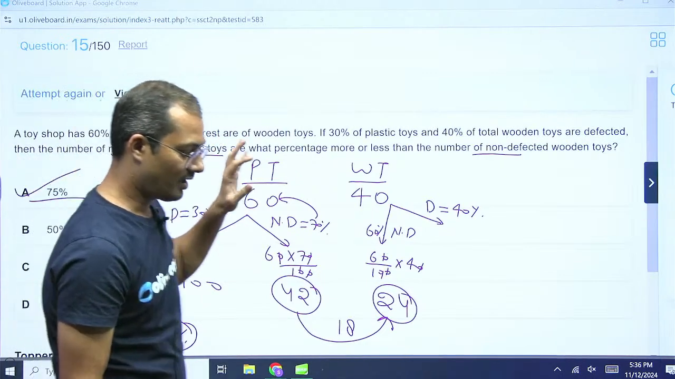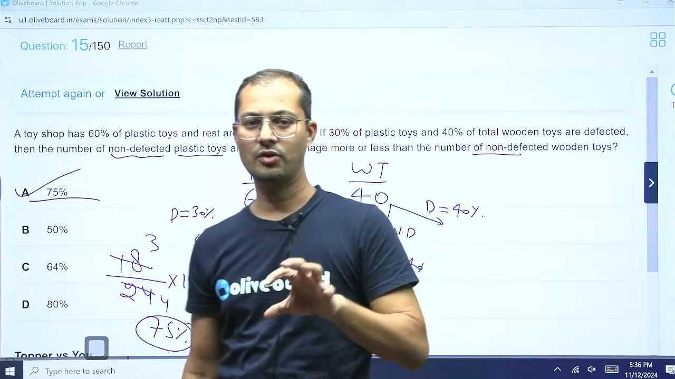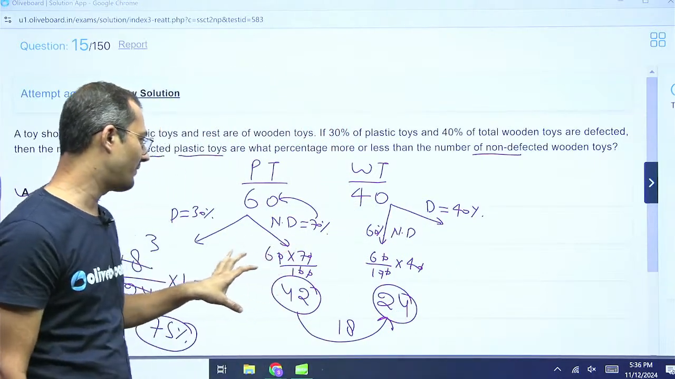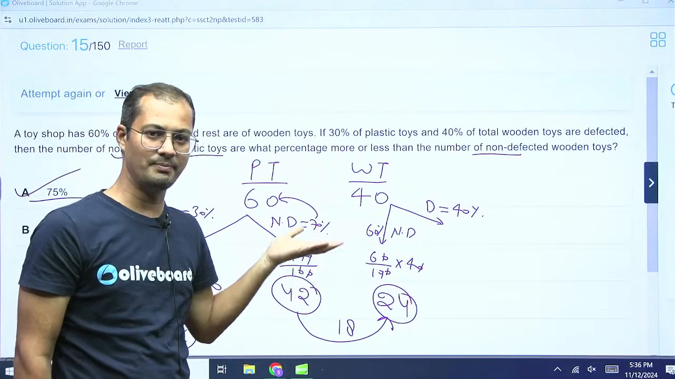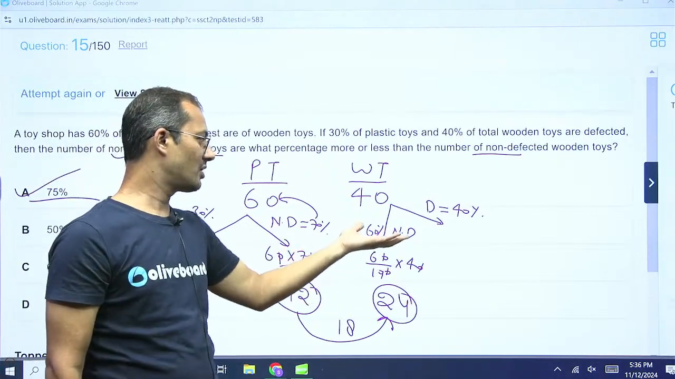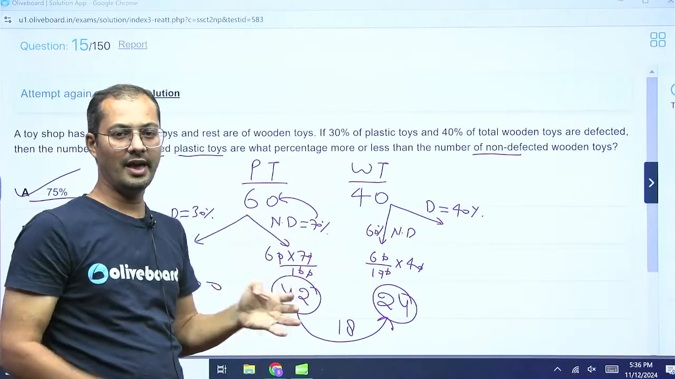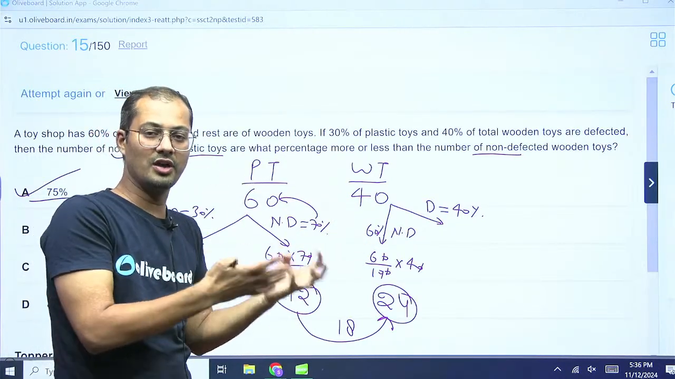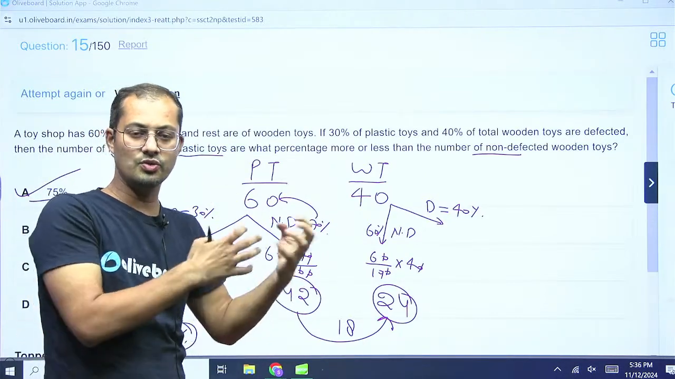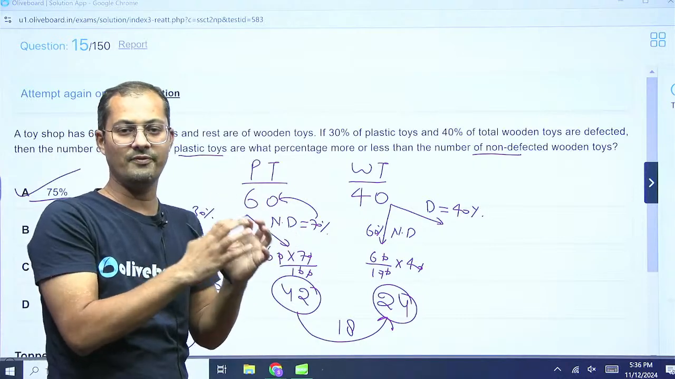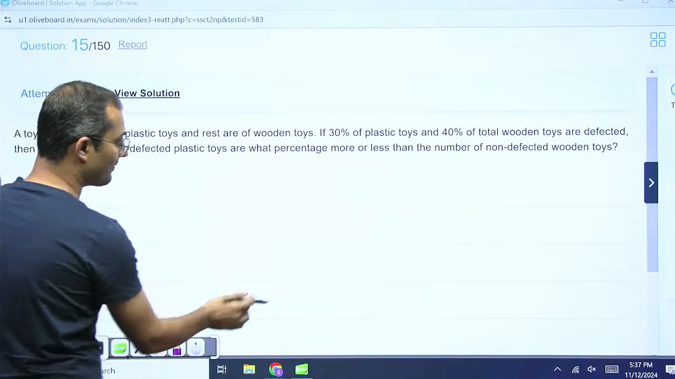See, our focus of study is the non-defective product, right? So we are going to calculate the value of non-defective product only. If 30% are defective, it means 70% of the base is non-defective. For wooden toys, 40% are defective, it means 60% are non-defective. The question is targeting non-defective products, so we take values only for non-defective product so that we can save our time.